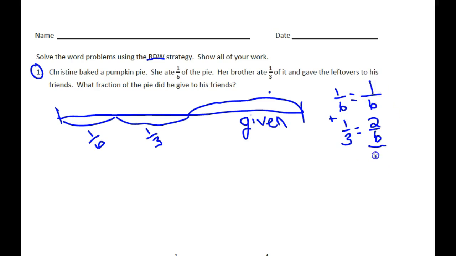1 plus 2 is 3. And it's in 6. So that's how much was given to the friends, 3/6. And you know that 3 is half of 6. So we can say half the pie was shared.